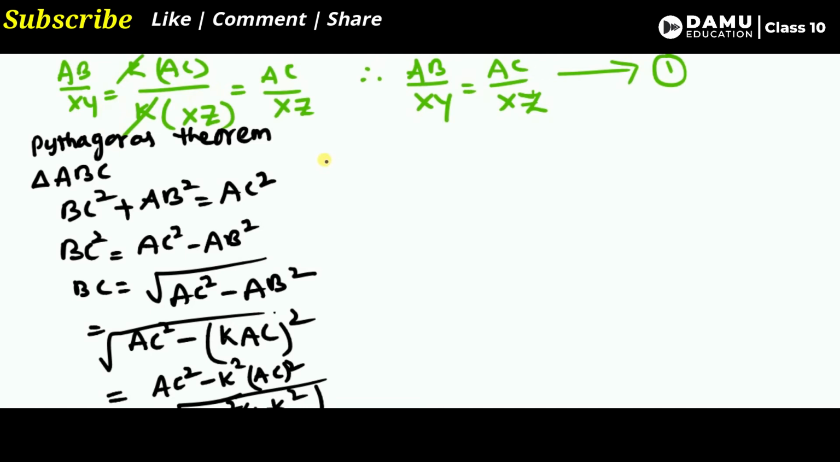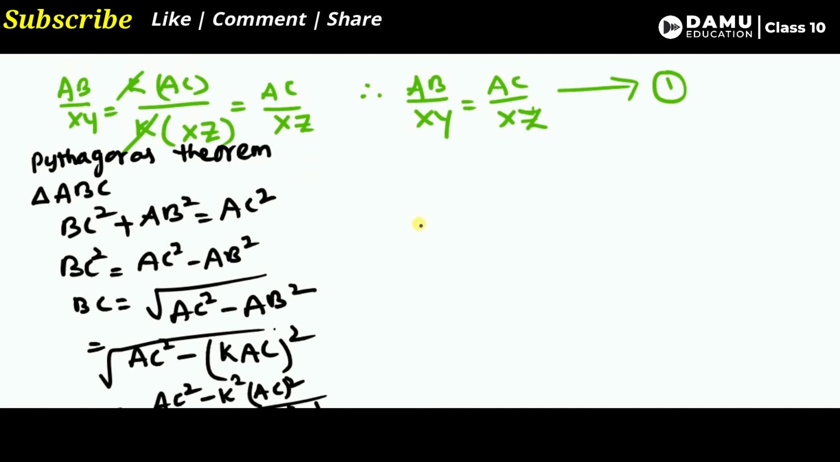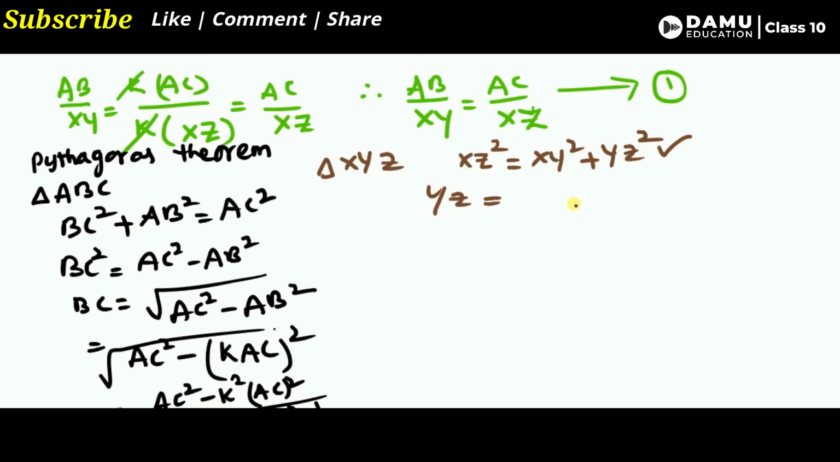As we know, AB is equal to k AC. From the Pythagoras theorem, same condition, triangle XYZ. What is the hypotenuse? XZ. So XZ square will be equal to XY square plus YZ square. We need to find YZ, so YZ will be equal to the square root of XZ square minus XY square.